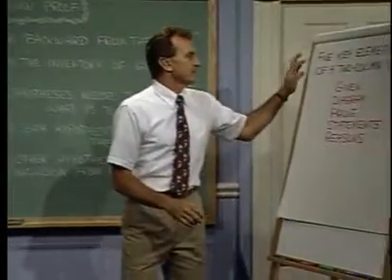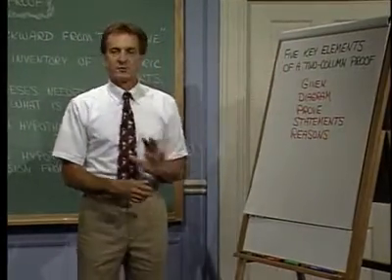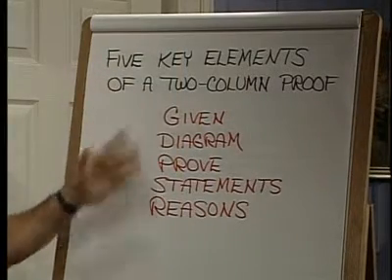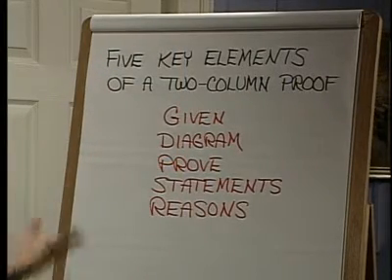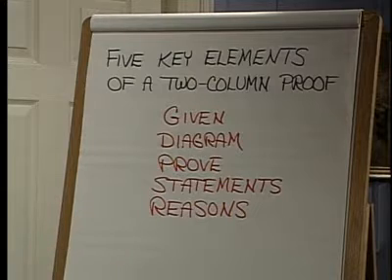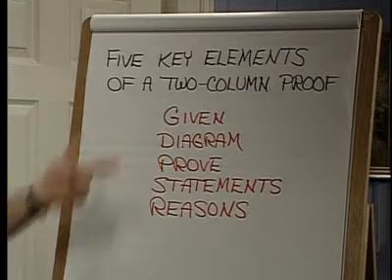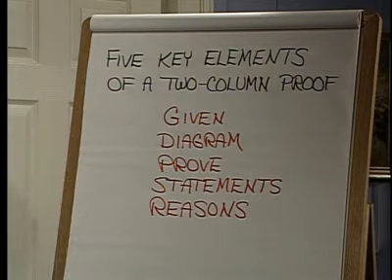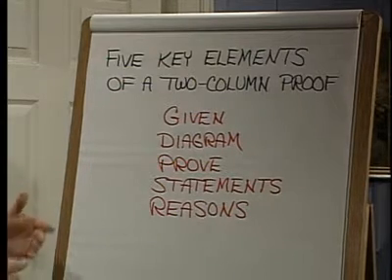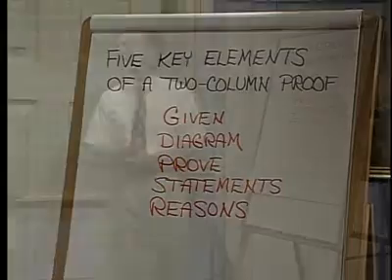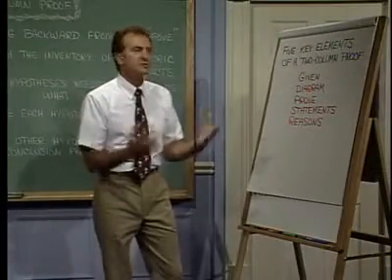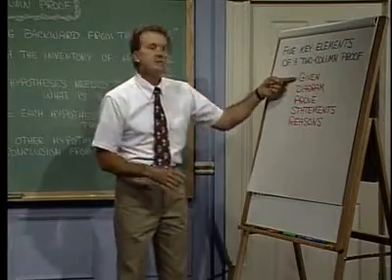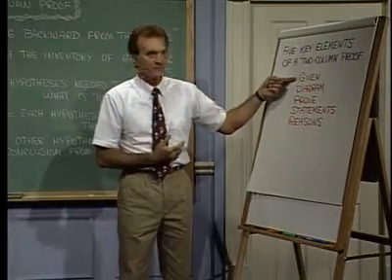First of all, five key elements of a two-column proof include the given, which is simply what we have been presented. It's like the hypothesis. It's kind of laid out for us on a silver platter. Here's what we have to work with. That is the given. It may be a certain kind of triangle, a certain kind of line or point relationship, or some kind of original given clues to start with. We've got to build upon something. That is the given material to start with.